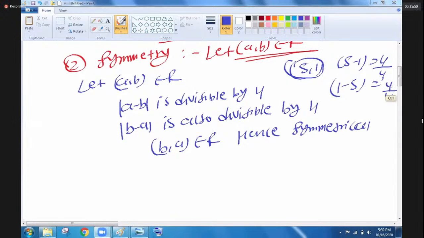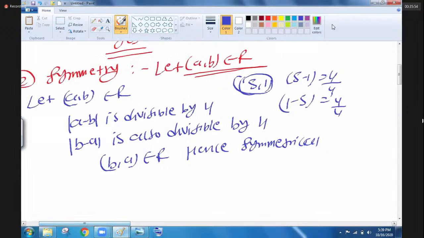Somebody is saying that 1, 2 is not divisible by 4. We will not take those pairs which are not divisible by 4. In my relation, I will have only those pairs which are divisible by 4. I won't take 1, 2. I will take 5, 1. Are you getting my point? I will take 6, 2. I will take 2, 6.